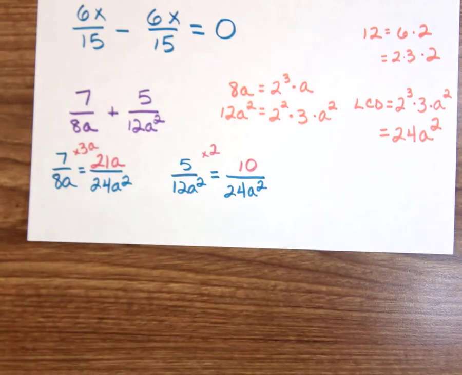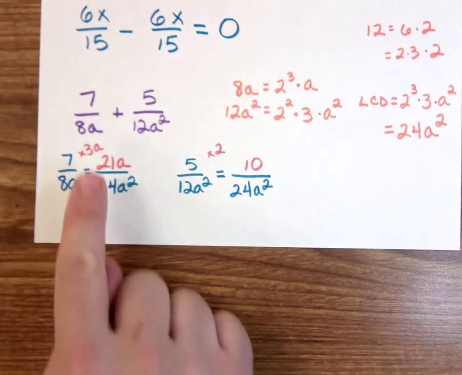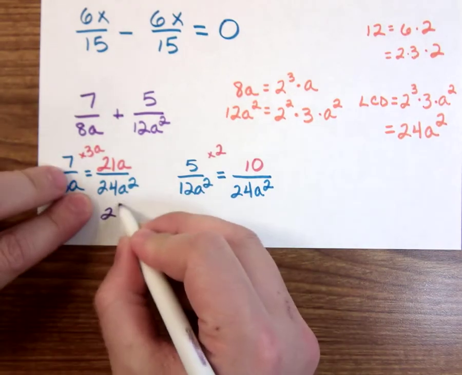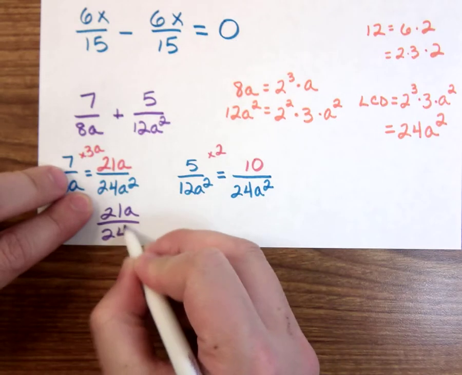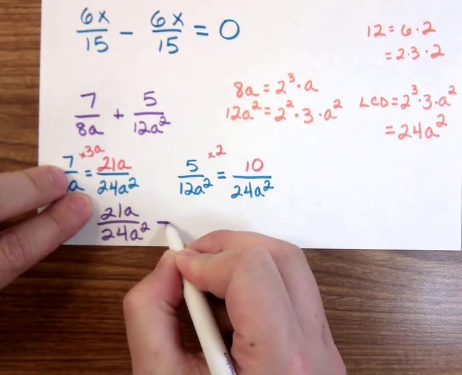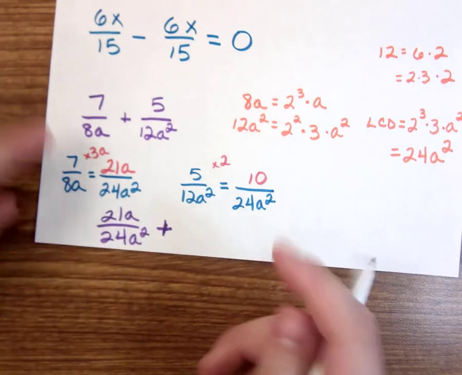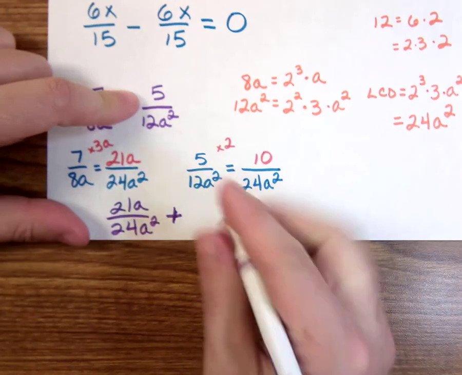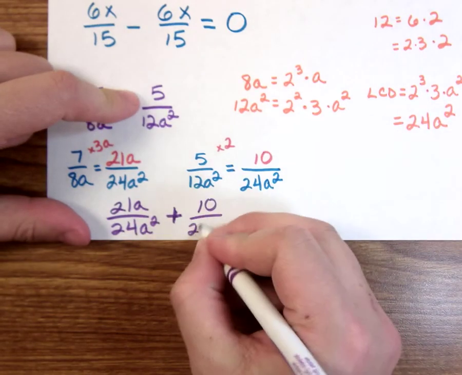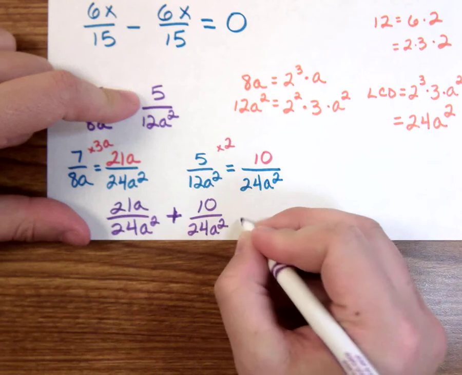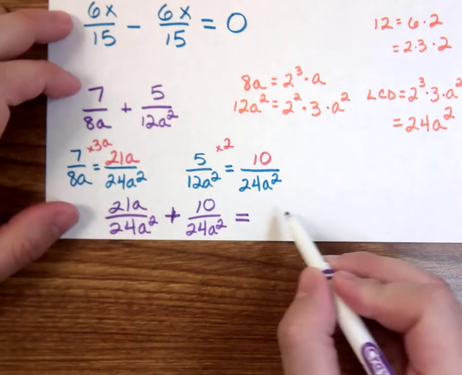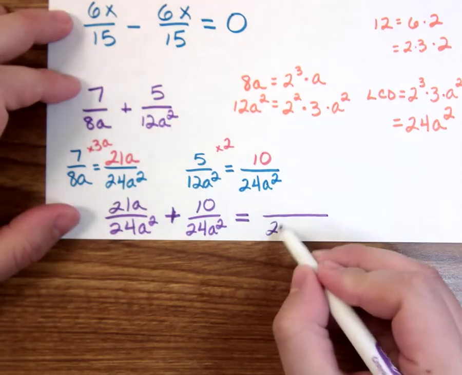So my new problem is going to be, instead of 7 over 8a, it's going to be 21a over 24a squared, plus, not minus, plus, and instead of 5 over 12a squared, it's going to be 10 over 24a squared. Now, do they have the same denominator? Yes. So my answer is going to have 24a squared as the denominator.